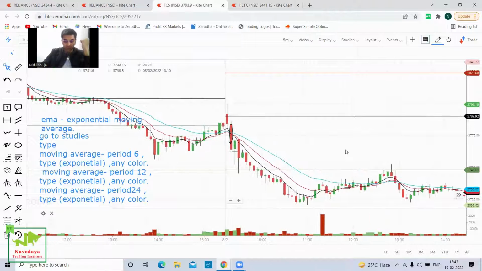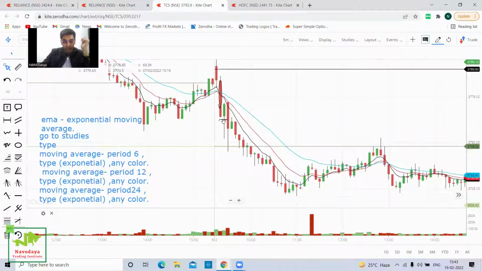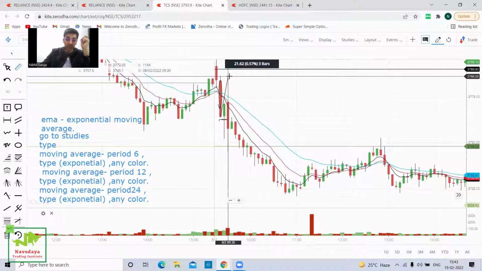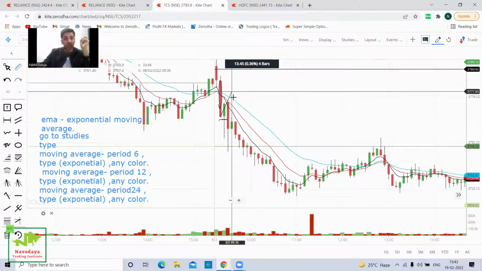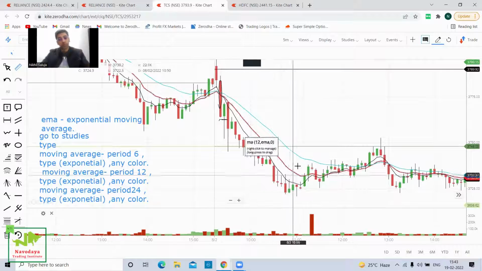Now let me show you this, right? This is TCS. This is the candle where the crossover happened. Within one candle, the crossover happened. Now the risk is 0.6% in this, right? 0.58% is the risk. Now according to the risk reward, 1.2%, 1.1% should be your risk reward. See, this has achieved 1.1% as well as risk reward as 1:2.